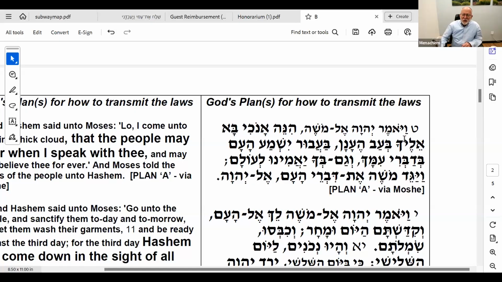Okay, now pasuk tet, verse 9. Vayomer Hashem el Moshe, Hinei Anochi ba elecha be'av he'anan. God's talking to Moshe. I'm coming to you in the thickness of a cloud. Ba'avur yishma ha'am bedabri imach. So the people will hear, maybe see, when I speak to you. V'gam b'cha ya'aminu l'olam. Vayaged Moshe divrei ha'am el Hashem.